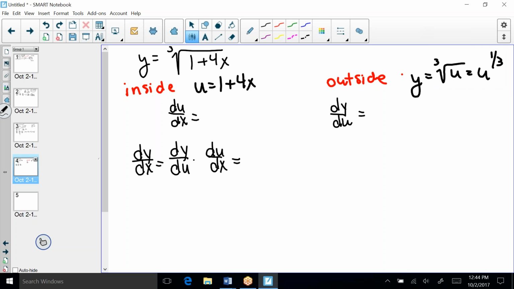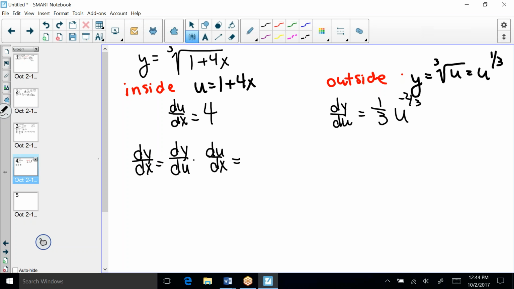All right, so let's take the derivative of each one of them. Du dx, derivative of u with respect to x is 4. Dy du, derivative of y with respect to u. So 1/3 u to the negative 2/3. Yeah, so bring the exponent down to the front, u, and then you subtract 1 from 1/3. So 1/3 minus 3/3 is negative 2/3.